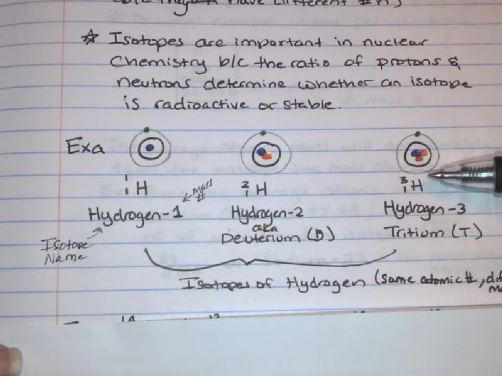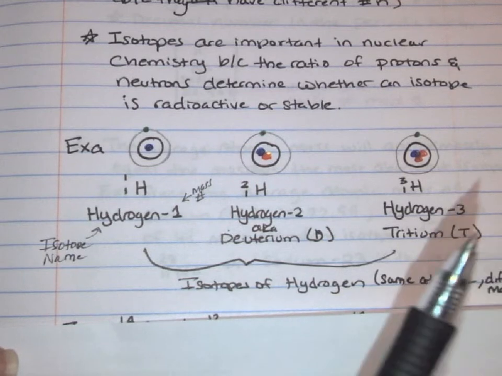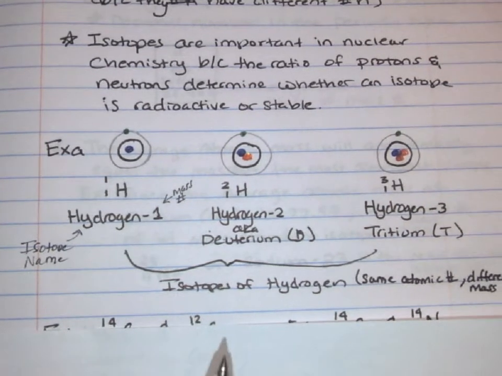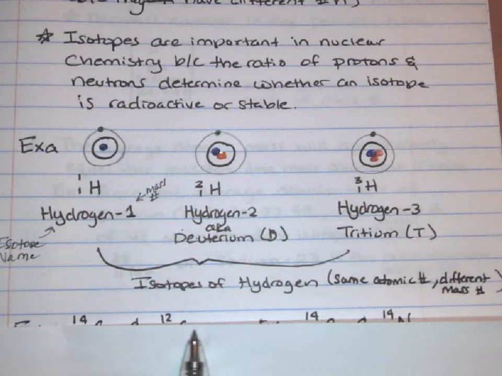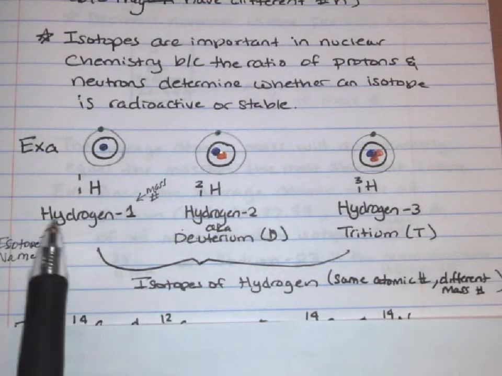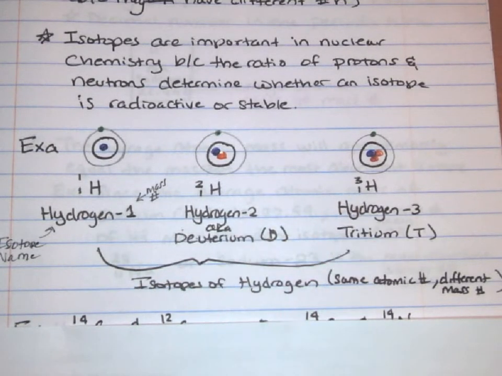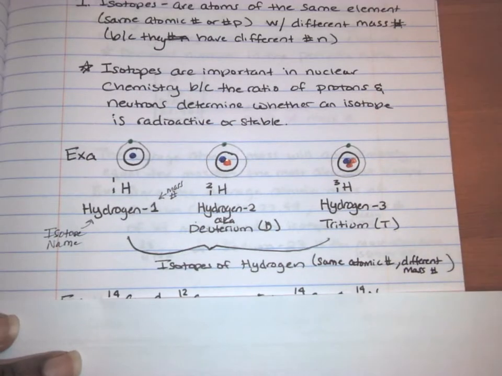Finally, the last isotope of hydrogen is hydrogen 3. It has a mass number of 3 because it has, of course, 1 proton since it's hydrogen, and 2 neutrons. So the total mass number is 3. This one is known as tritium, and it has the symbol capital T. Now, these are all isotopes of hydrogen because they are the same element. They have the same atomic number, right? Each has an atomic number of 1 because they have 1 proton, and they're all hydrogen. But they have different mass numbers. If you need more time to copy this down, take a moment and pause the video.